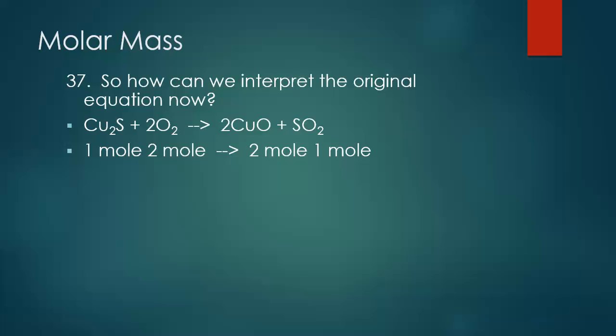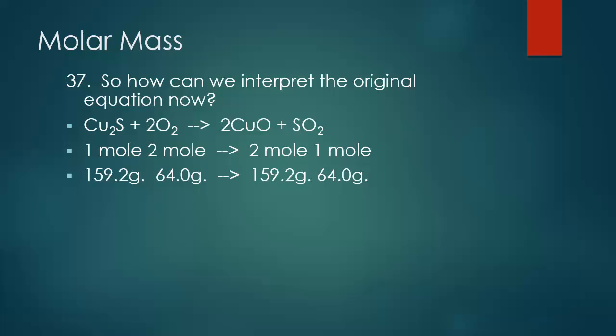You see, now we can determine the formula mass in grams. So if you add up Cu2S, it equals 159.2. Add up O2 and then multiply it by 2, that's 64. Add up 2 CuOs, that's 159.2 as well. Add up SO2, that's 64. Guess what? Both sides equal each other.